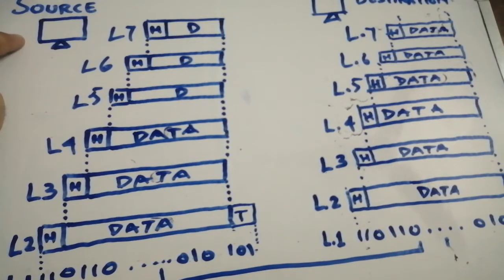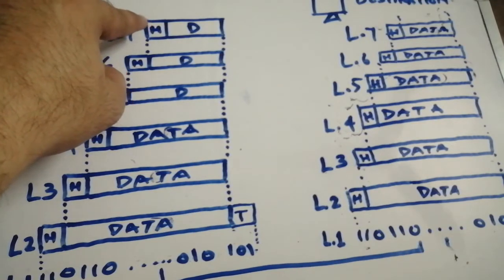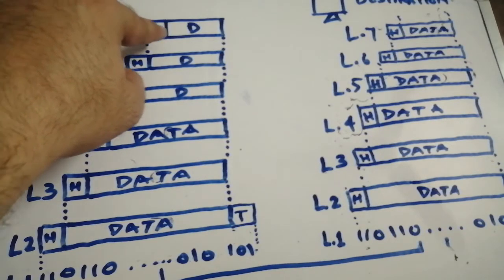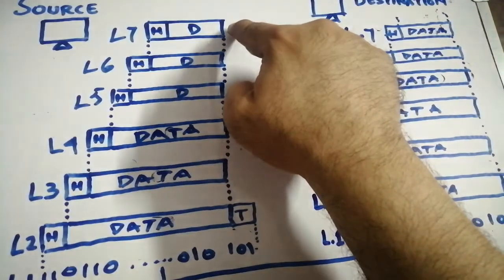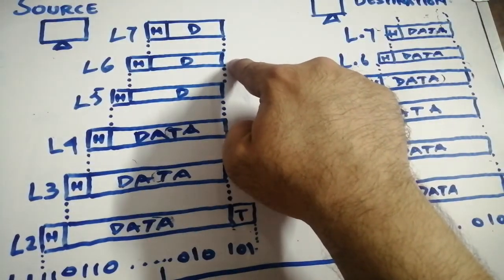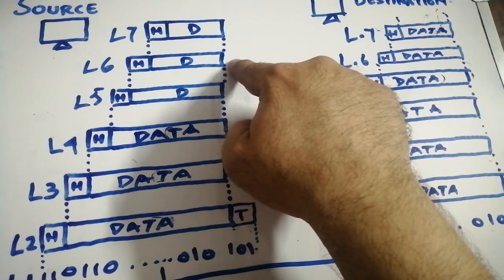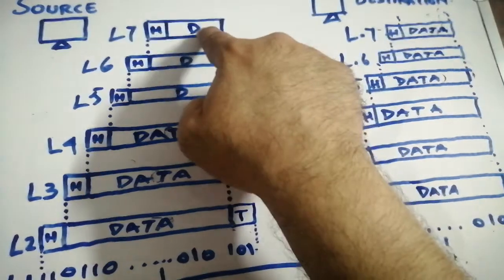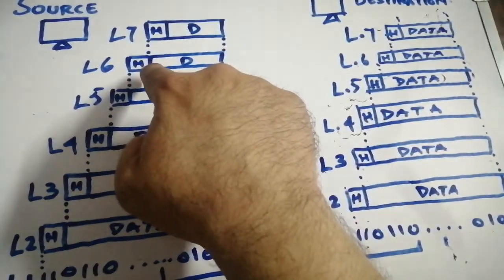The application layer or layer 7, L7, will add the information, and this is known as the header. This part of the data is then go through the presentation layer. Data plus header is now considered as data, as you can see here.